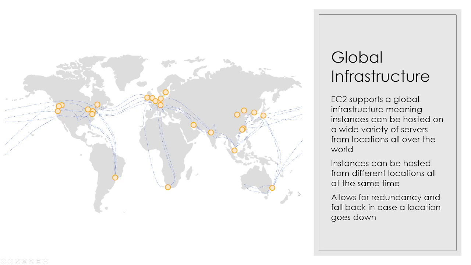You can also host your instances from different locations at the same time. So say you're here in North America, you could have an instance hosted here, maybe have an instance hosted down in South America, and this would allow for redundancy and fallback. So if one of these servers went down, you could easily move to another if you were hosted on multiple at once.